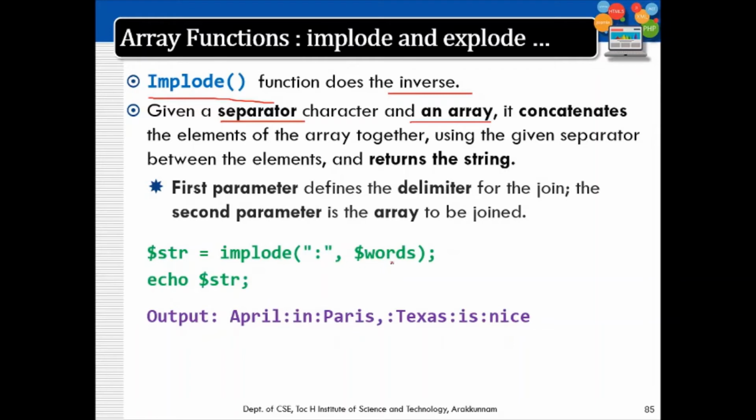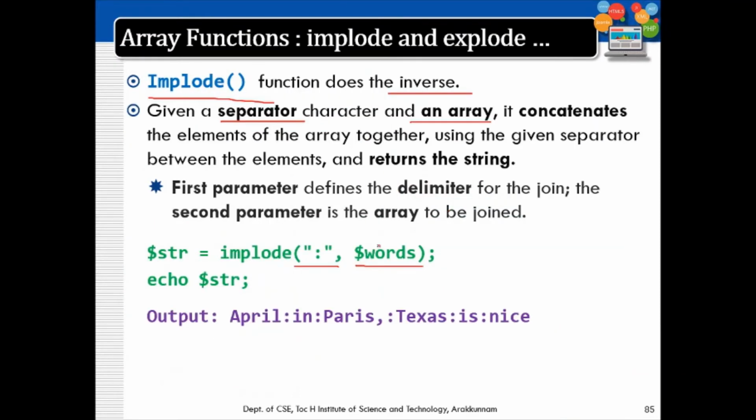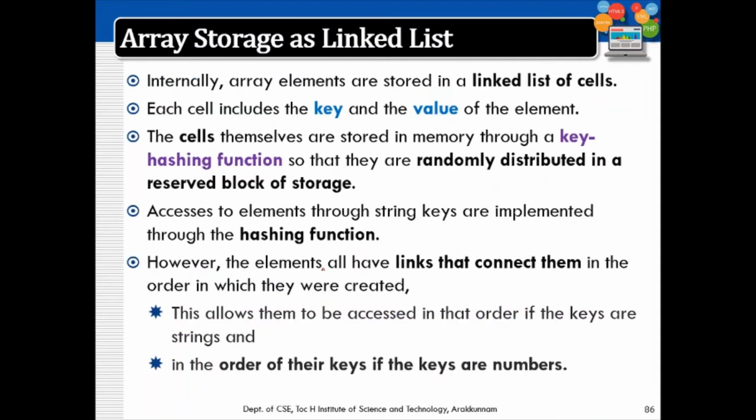Implode function again takes two parameters. The first parameter is the delimiter, and the second parameter is the name of the array. So I had created the words array. I'm going to convert it into a string. So this string will be like this: April in Paris, comma, Texas is nice. All this will be joined together using a colon. Here I am using colon. You can use space or comma or whatever you want. These are the functions of implode and explode, inbuilt functions.